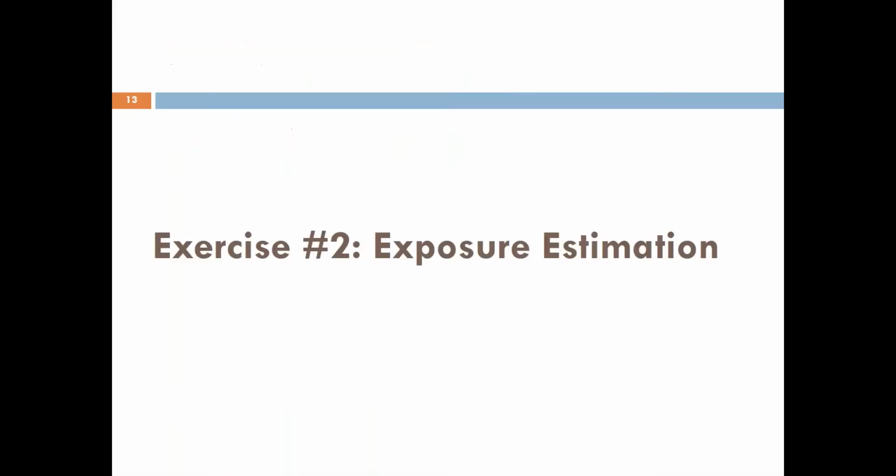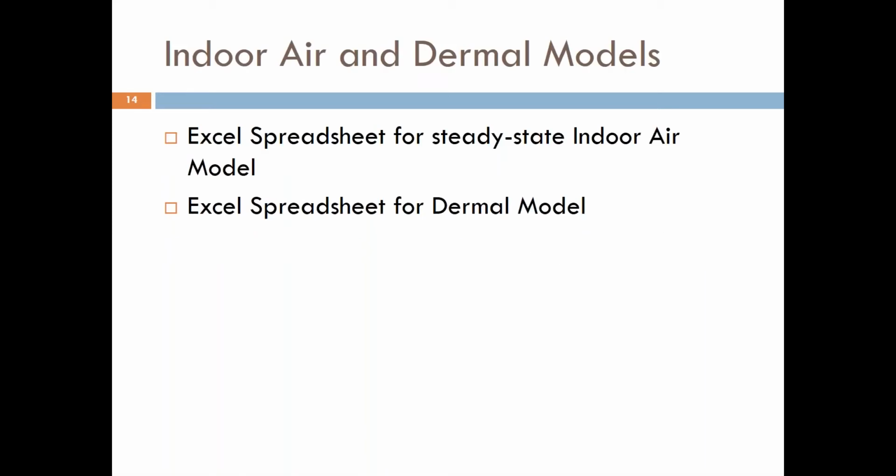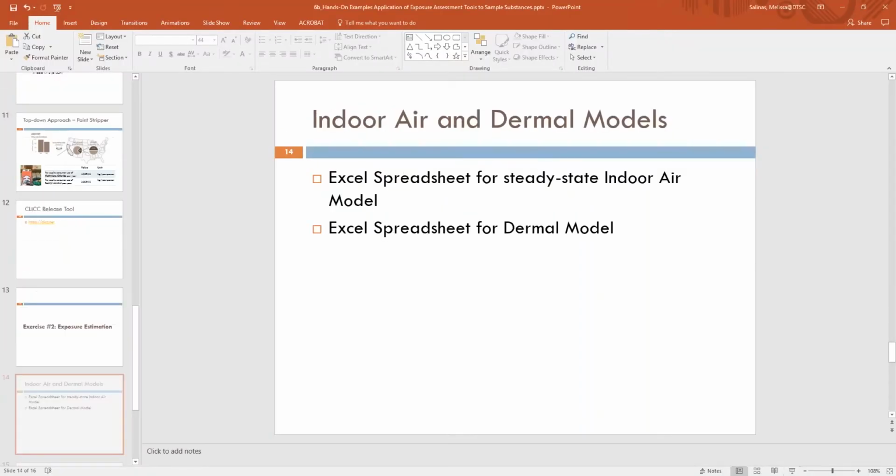Next, what we're going to look at is a couple of simple models. So we're going to now move into the exposure estimation. And I created two simple spreadsheets. One of them is indoor air, and the other one's dermal exposure. These are based on some of the topics that I presented yesterday as to how we look at, for example, an indoor environment. And with a steady state calculation, you can use a simple spreadsheet to get an idea about the indoor air concentrations and then translate those into exposure doses. So we're going to go now to those spreadsheets.